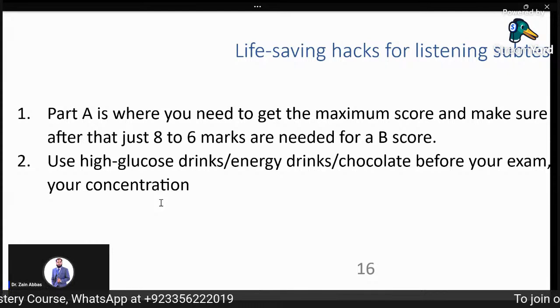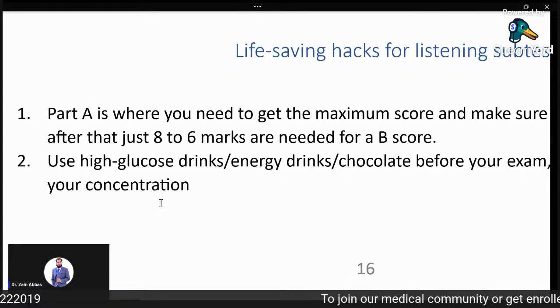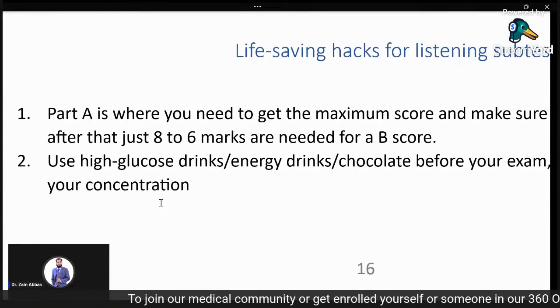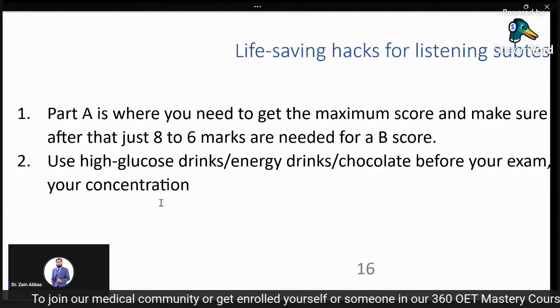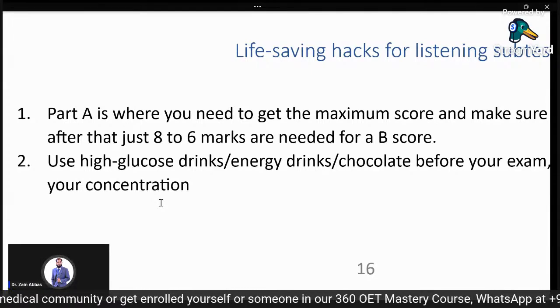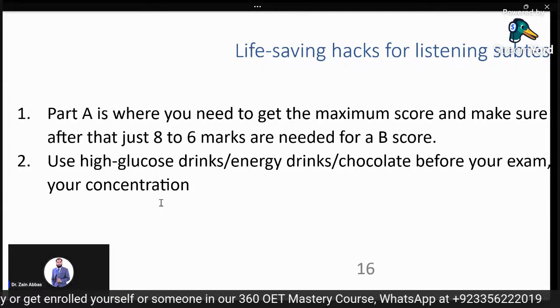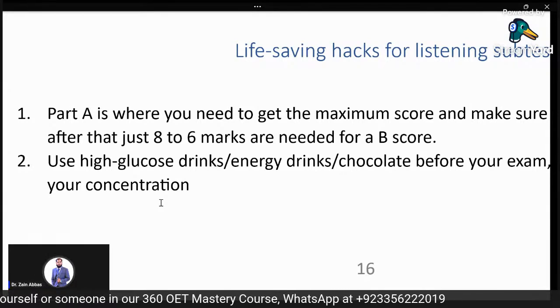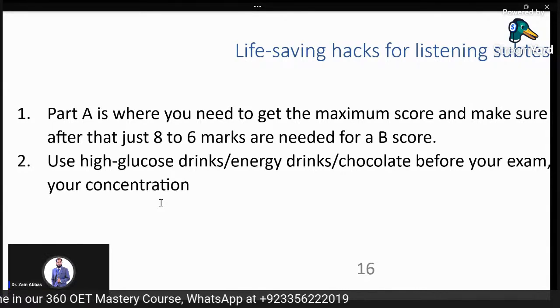What I am saying is, you need to get the maximum marks in part A, 24 out of 24, and you will just need six more marks from parts B and C, which can be easily obtained, and this whole listening test will be in your hands. So this is how it can be cracked very easily.